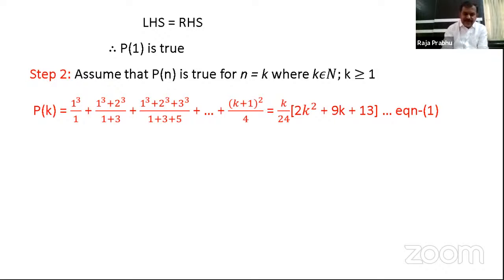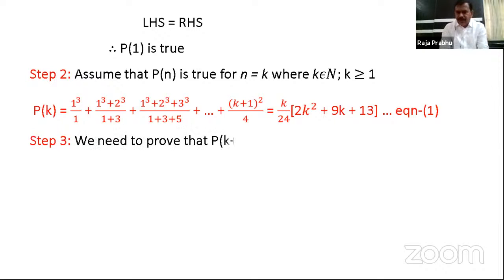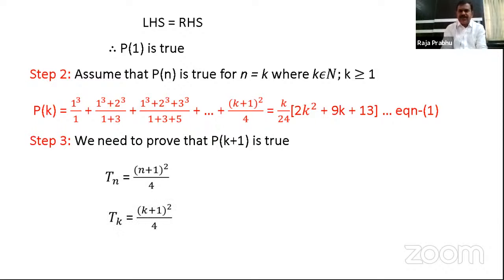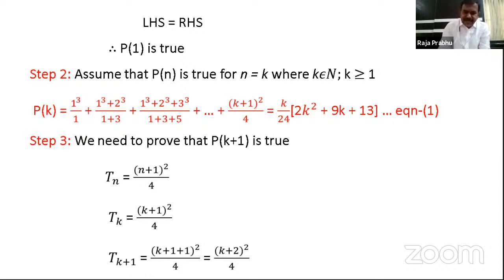Children, now let us go to the third step. The third step is that we have to prove the statement is true for n is equal to k plus 1. That means we also need to find the k plus 1th term by using the nth term or kth term. The nth term is n plus 1 whole square by 4, so the kth term will be k plus 1 whole square by 4, as already written in the previous step. And next, our important step to get the k plus 1th term is substituting k plus 1 in the place of n or k. So t of k plus 1 is equal to k plus 1 plus 1 whole square divided by 4, which is also equal to k plus 2 whole square by 4.